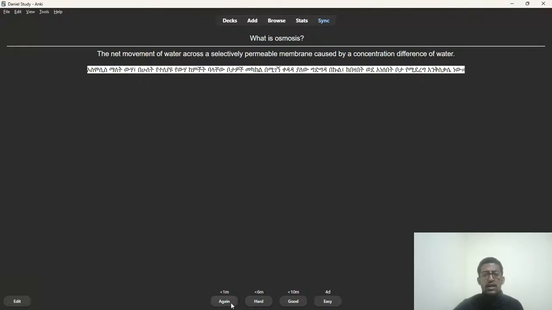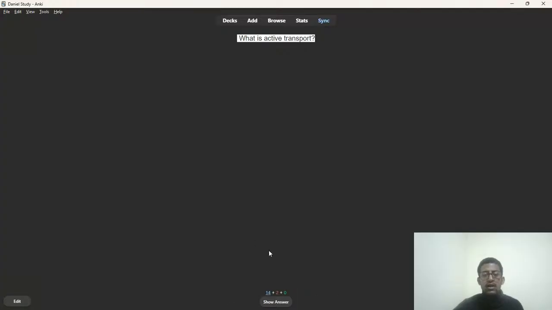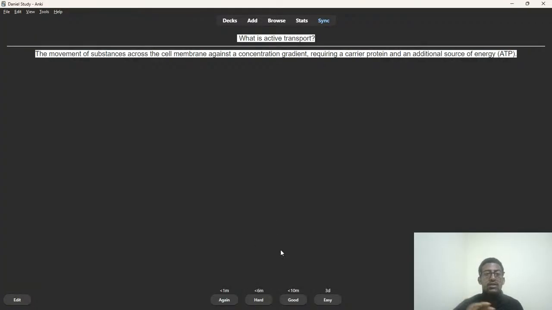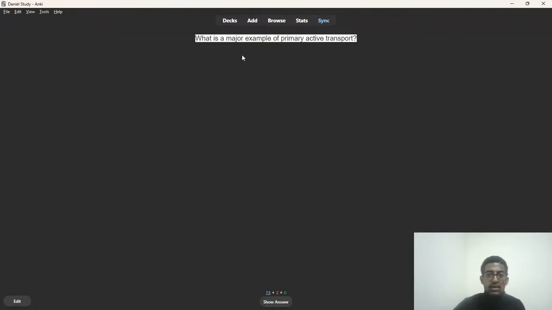So, well, again, active transport, we know, is the movement of substances across the cell membrane against the concentration gradient. It requires a carrier protein and an additional source of energy. Okay, it's easy. What are the major examples of primary active transport?